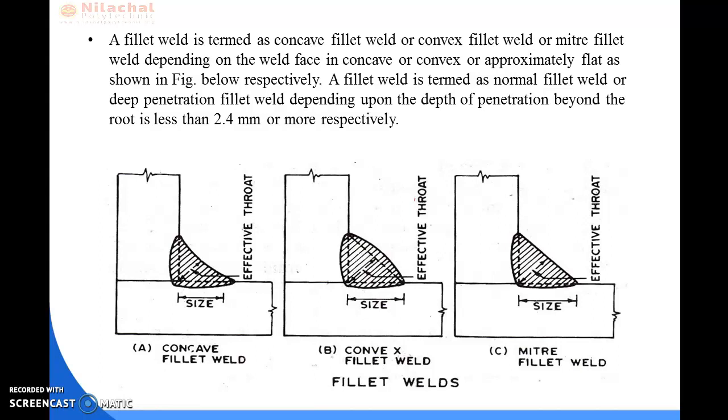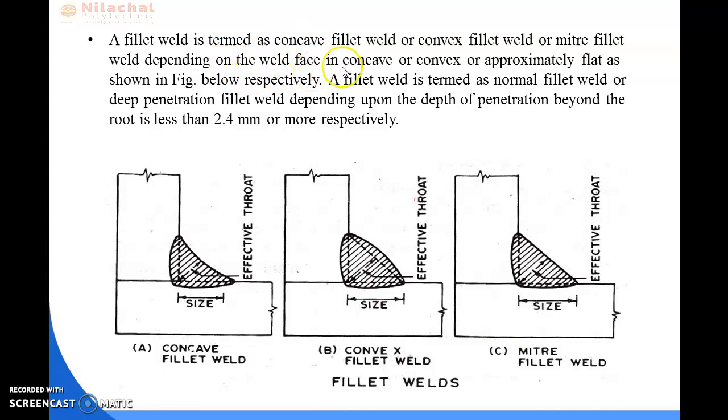Then, according to the provision or the shape of the fillet weld, it is divided into three types. One is the concave fillet weld, second is the convex fillet weld, and third is the mitre fillet weld. So a fillet weld is termed concave, convex or mitre depending on the weld face.